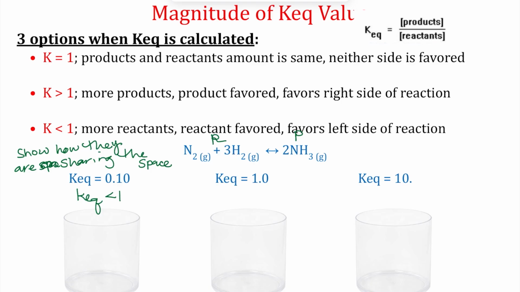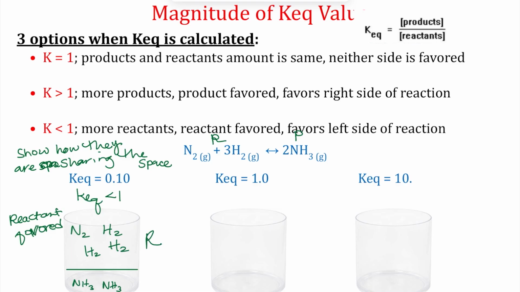You could, if you want, go through and say, all right, we've got nitrogen, and then we have those hydrogens. We have 3 of those. And if this is going to be reactant favored, we're going to show those occupying more space in this beaker, which means that we would then have our NH3 taking up less space. And so we've got more reactants than products, as we're looking at sharing the space. So I'm just showing reactants occupying more space.